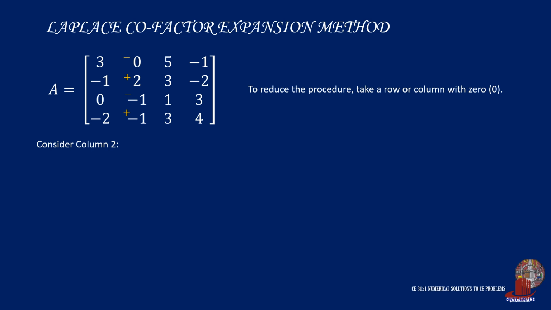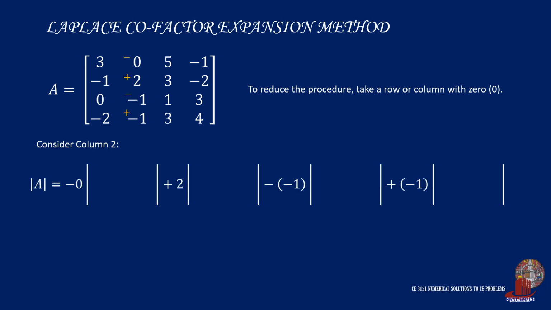With the signs already properly placed, the reduced matrix is laid using the elements of column 2. The first term is with negative 0 as multiplier. The second term is plus 2 times the cofactor. The third term has minus negative 1 as multiplier. Then the last term is plus negative 1. Next is to complete the minors in the determinants.